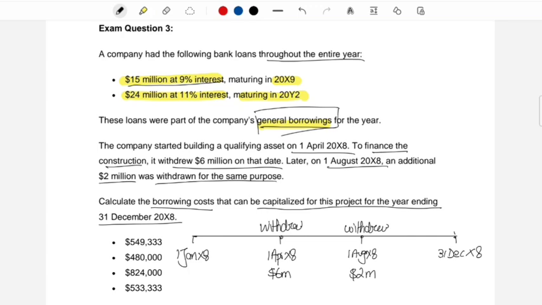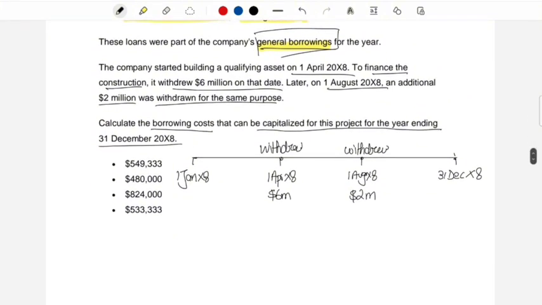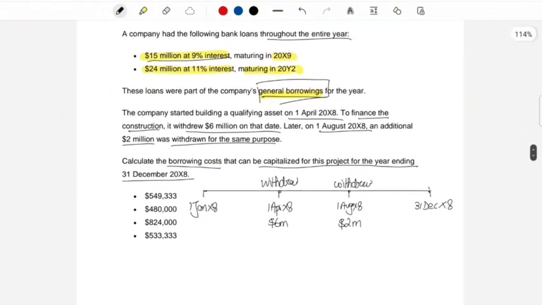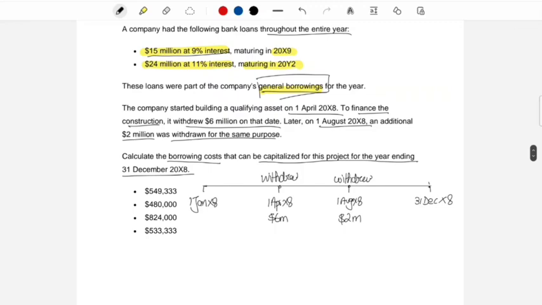Stop the video right here and try to calculate the borrowing cost on general borrowings. I want you to calculate this before you play the video and see the remaining solution. So stop and try to do this on your own first. Okay, if you did this, that's great. If you have not, then this is how it will be calculated.